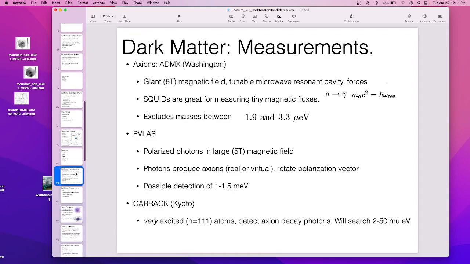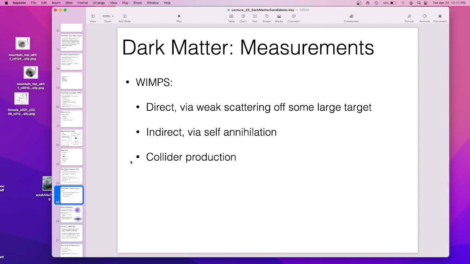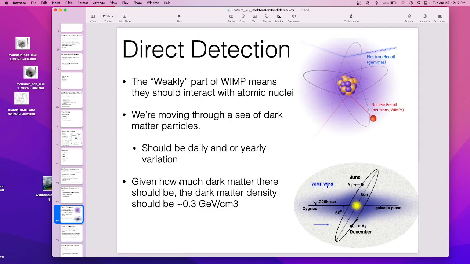So the axion searches are cool. They're ongoing. When I started writing this talk, the WIMP searches were where a lot of the energy was going. So we'll look for WIMPs and axions in these methods as well. We'll talk about direct detection, indirect detection, and collider production of WIMPs.